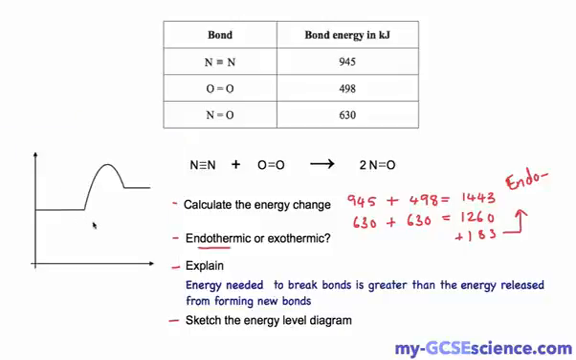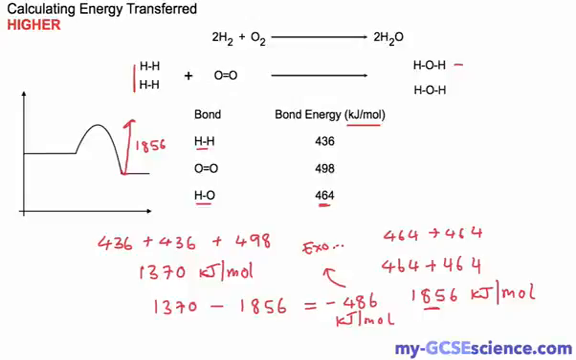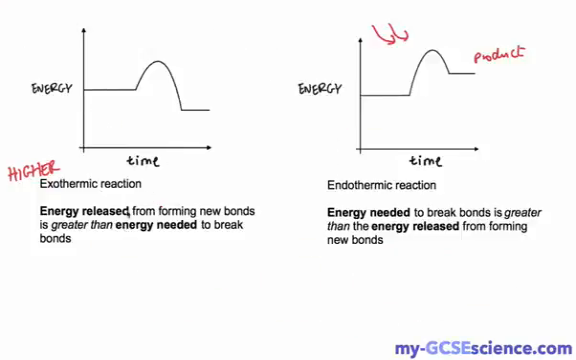And if we were to sketch the energy level diagram, it would look like this. So that's a run through of energy level diagrams. They can be quite tricky, so it might be worth going over one or two more times. Certainly worth recognizing these diagrams, being able to explain what an endothermic and exothermic reaction is.